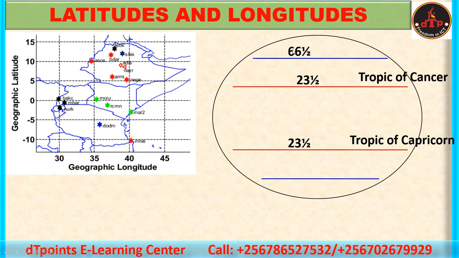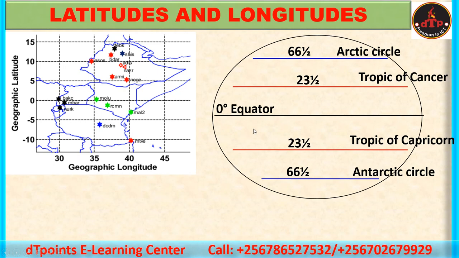Then there is the other line marked 66.5 degrees, still in the north. That line is called the Arctic Circle. Then there is this other bottom line, marked 66.5 degrees south. This one is called the Antarctic Circle. Finally, there is this line marked 0 degrees, and this line is called the equator.